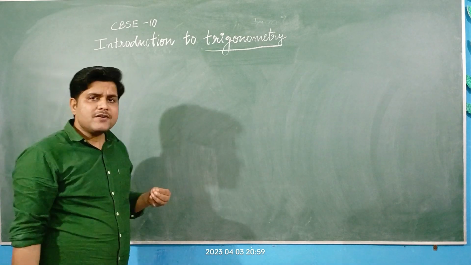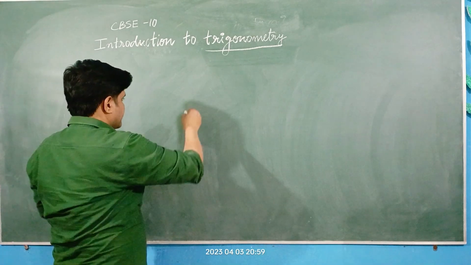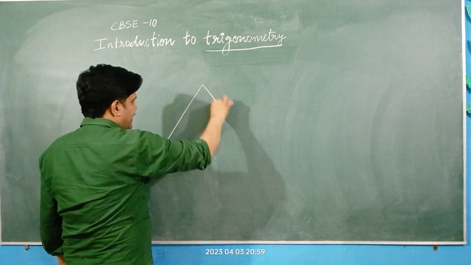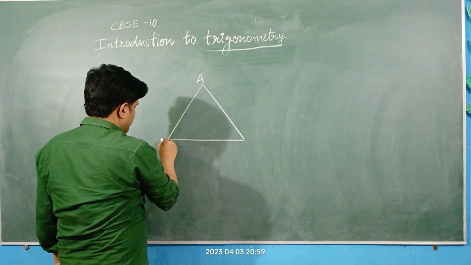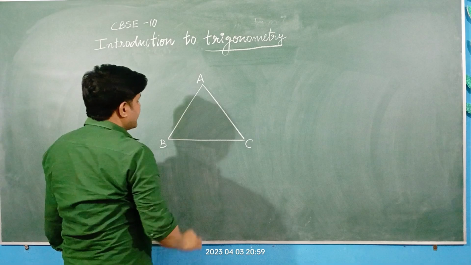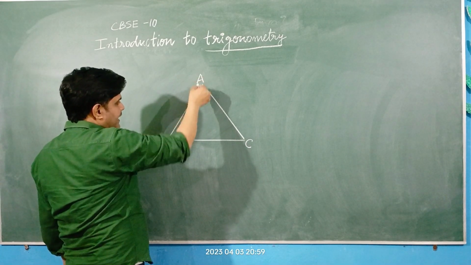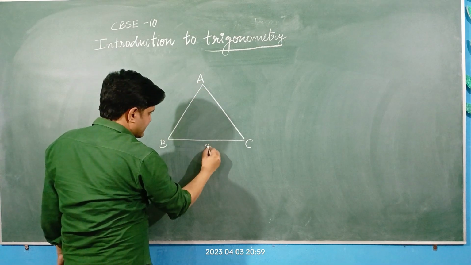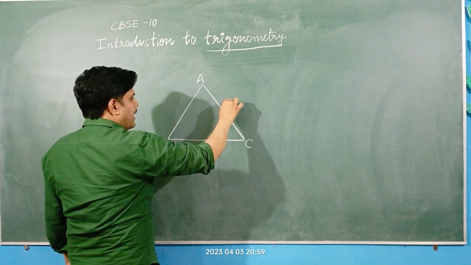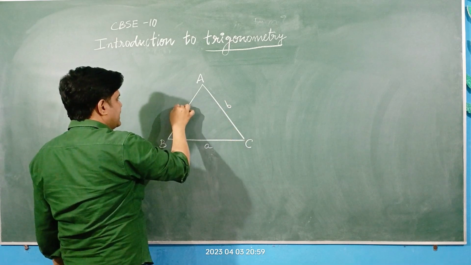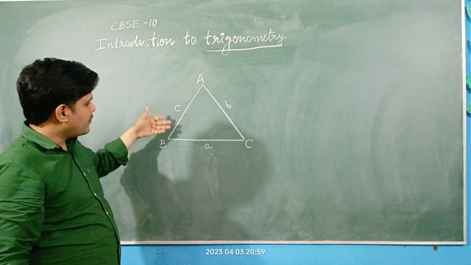Now, what kind of measurements do we get in a triangle? Let's see. Let us suppose there is a triangle ABC. Now, in this triangle, let's name the sides as this: the side opposite to vertex A as a, the side opposite to vertex B as b, and the side opposite to vertex C as c. Now we have a triangle ABC with this.